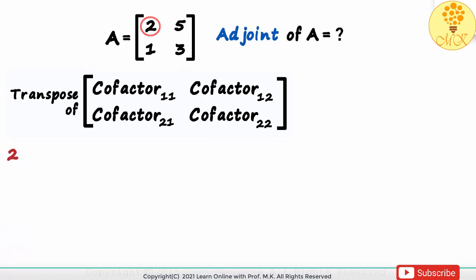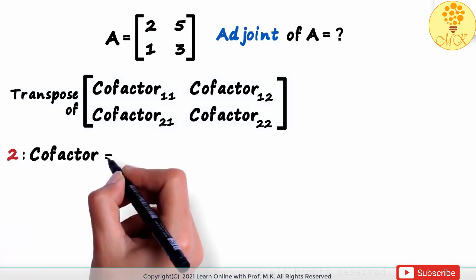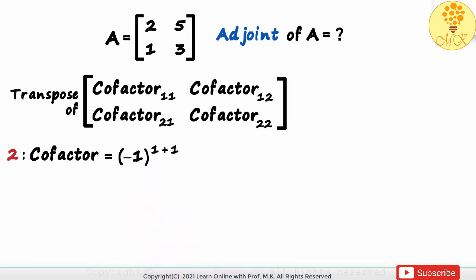We find the cofactors first and then find the transpose of this matrix. The first element is 2. What will be its cofactor? It will be -1 raised to 1 plus 1 multiplied by its minor. 1 and 1 are the row number and column number of 2. What will be its minor? We exclude the row and the column and find the determinant of what remains. That will be the minor. The determinant of 3 will be 3. So this will be multiplied with 3. This is the cofactor of 2. -1 raised to 2 is +1 and 1 multiplied with 3 will equal 3. 3 is the cofactor of 2.